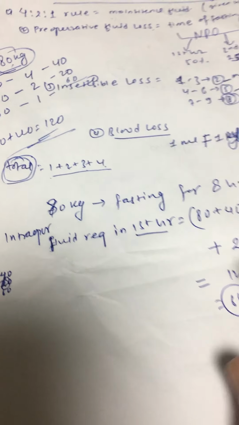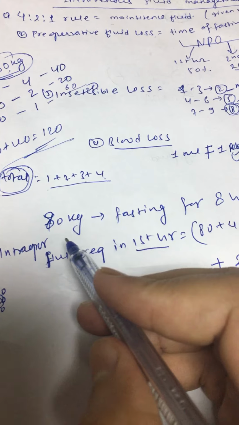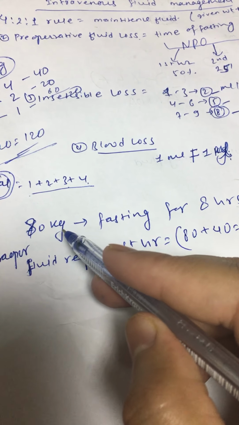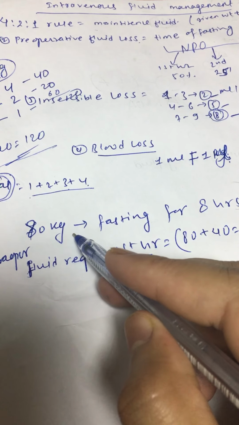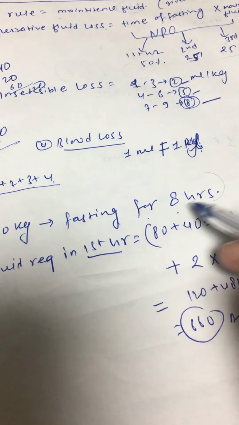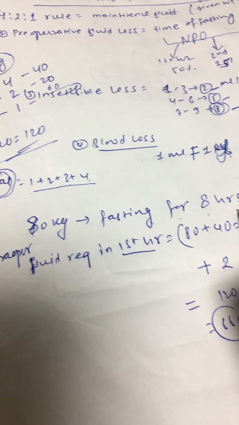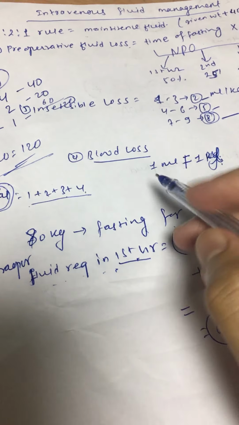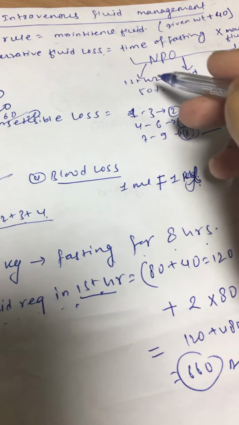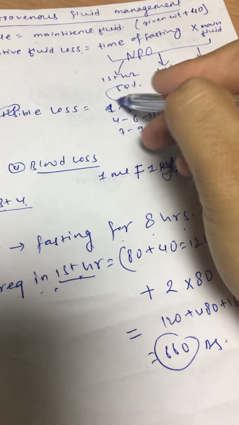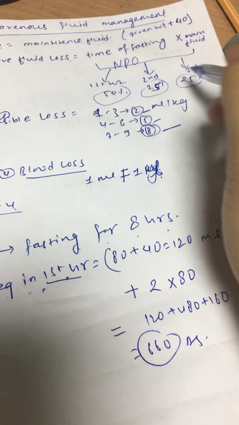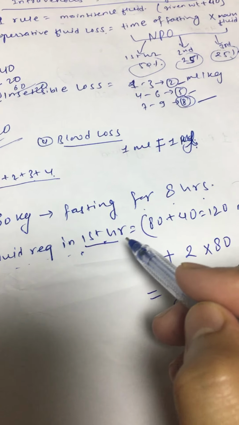Okay, let's talk about a question. I will give you one question and you have to calculate. An 80 kg patient fasts for 8 hours. Calculate the intraoperative fluid requirement in the first hour. The intraoperative fluid requirement in the first hour will be 50% of the total, in the second hour 25%, in the last 25%.